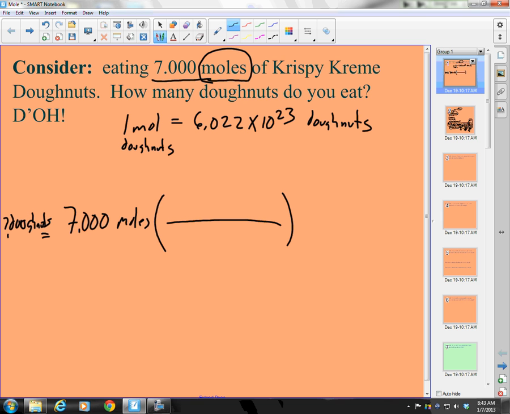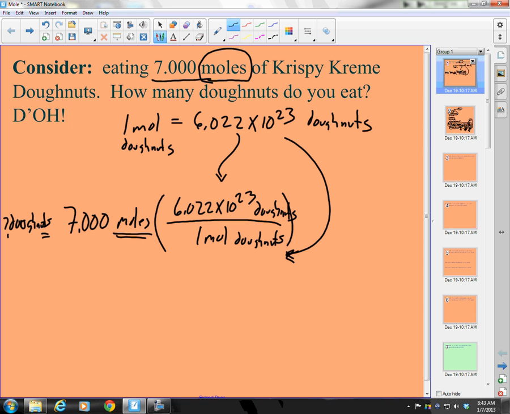Donuts. How many donuts are equal to 7.00 moles? Now, I'm going to take my fraction, and what I want to get rid of, I'm going to put in my denominator. I want to get rid of moles. So that means I want to put moles in the denominator from my equality. So I have 1 mole of donuts. And what goes in the numerator? The other part of my equality: 6.022 times 10 to the 23rd donuts.